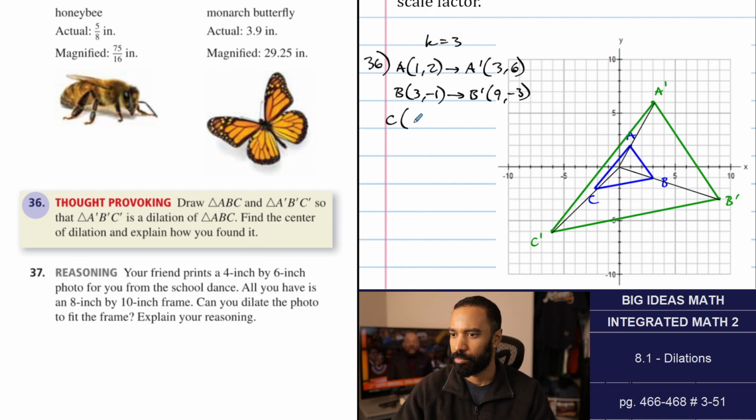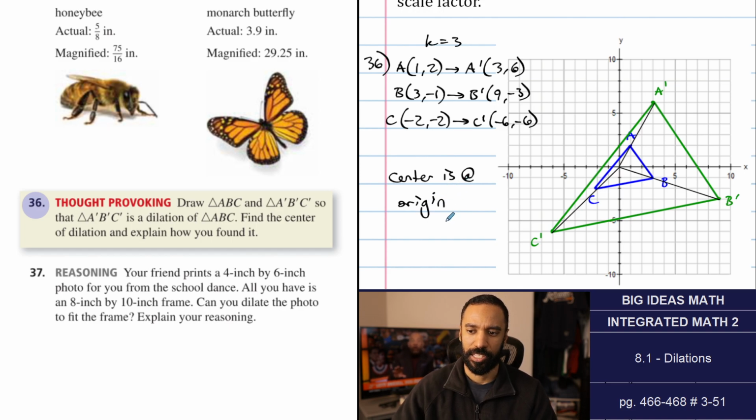C is at, I'm glad this thing's not really interfering too much anymore. Don't want to jinx it though. C prime's, oh, there it goes. C prime is at -6, -6. Okay, center is at origin.